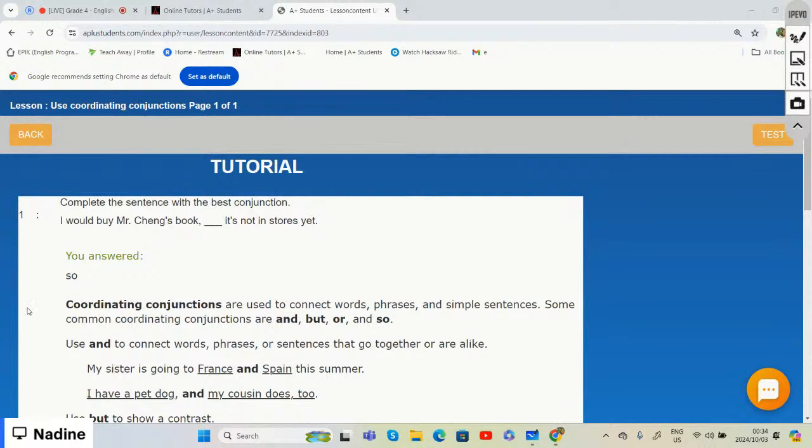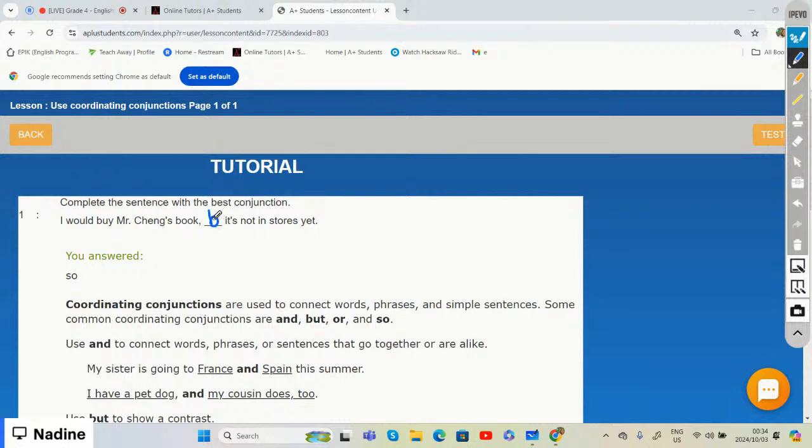So we can say, yes, well done. I would buy Mr. Ching's book, but it's not in stores yet. So it's almost like, why are you not buying it? Because it's not in stores yet. So well done. That is correct. But is correct.